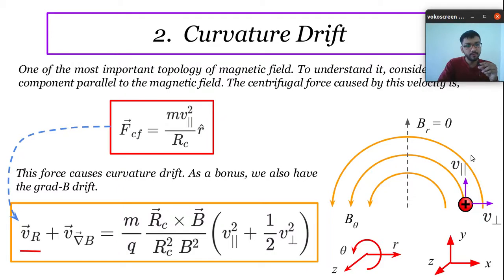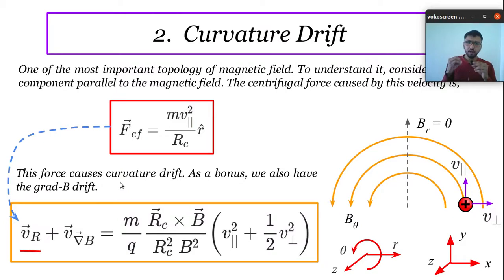Okay, so we will focus on this parallel component of velocity, guys, because this component gives rise to a centrifugal force. And this is what we can write, m v parallel squared divided by Rc, and this is our radial vector which is pointing outward, right? Here I must mention that there is no radial magnetic field. That's why I have written Br is equal to 0 and we have a pure B theta field.